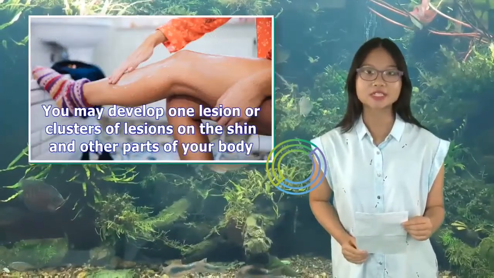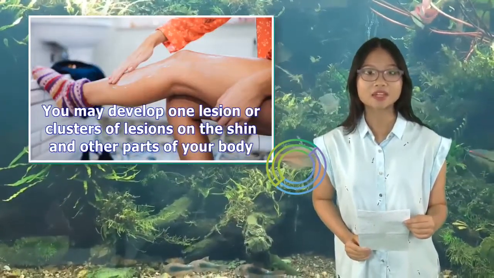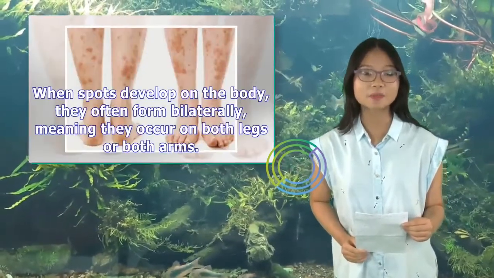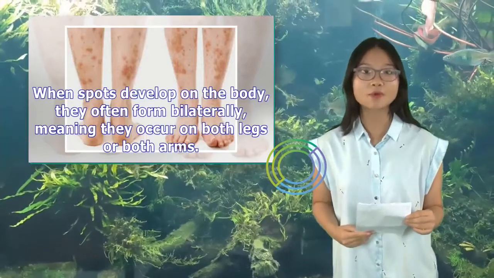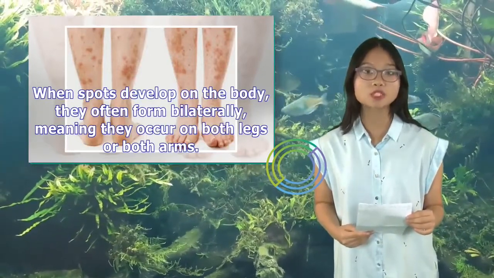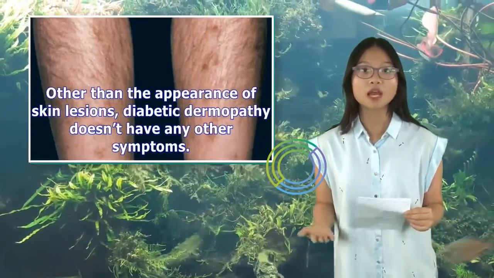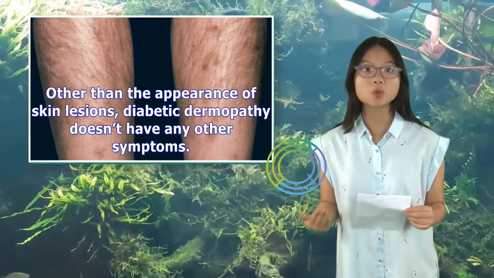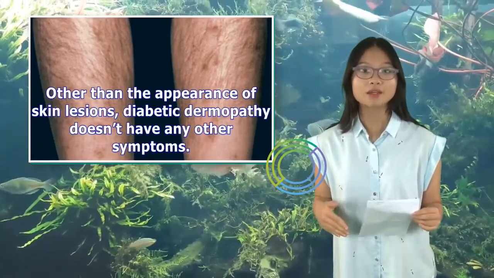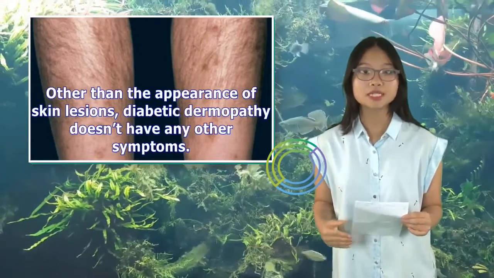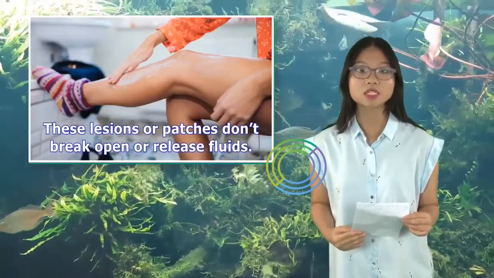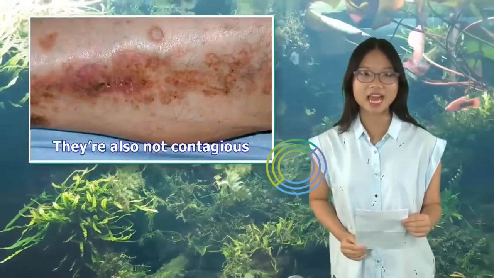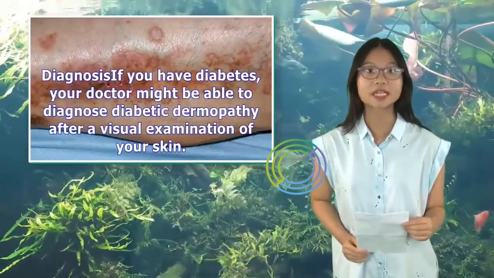You may develop one lesion or clusters of lesions on the shin and other parts of your body. When spots develop on the body, they often form bilaterally, meaning they occur on both legs or both arms. Other than the appearance of skin lesions, diabetic dermopathy doesn't have any other symptoms. These lesions or patches don't break open or release fluids. They're also not contagious.